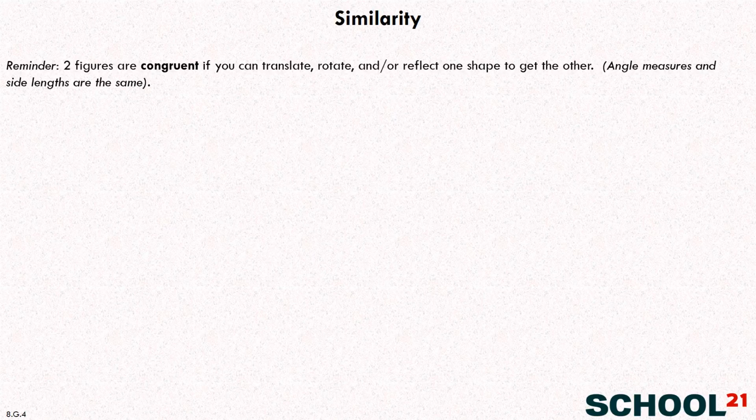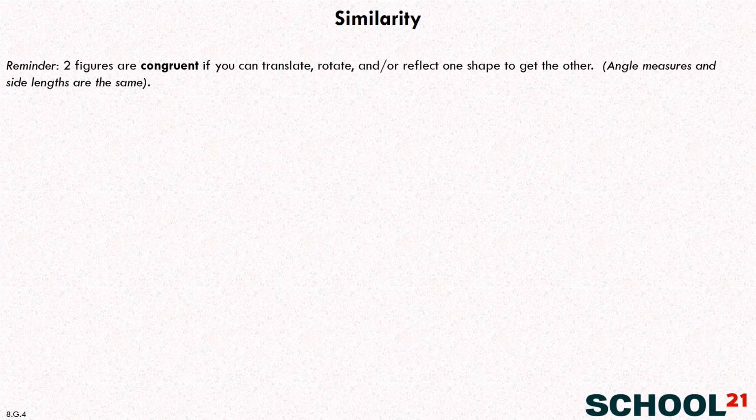Okay, let's talk about similarity, which is a really important concept in geometry. Let's first remind ourselves of what congruent means, because it's kind of similar to similarity. Two figures are congruent if you can translate, rotate, and/or reflect one shape to get the other. The angle measures and the side lengths are the same for the two shapes, okay? So basically what you're doing is a certain set of transformations here.